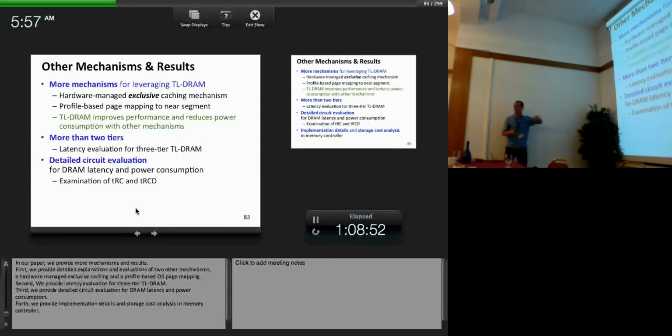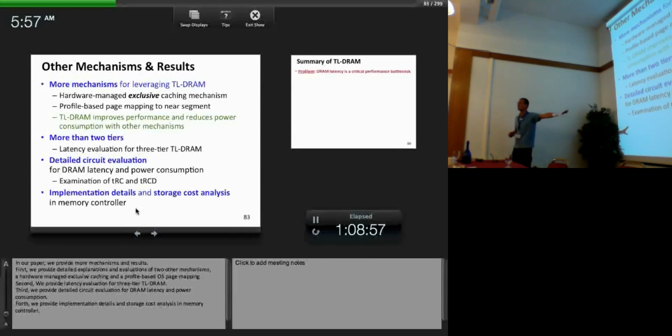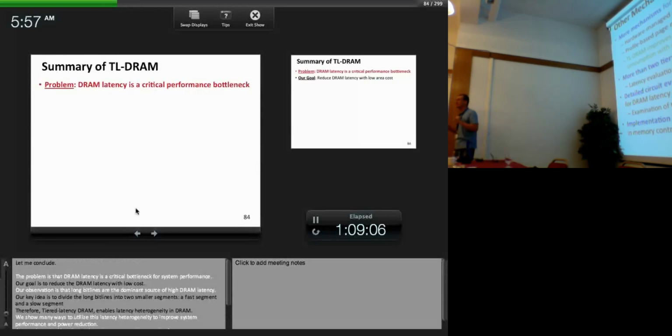Okay, there's detailed circuit evaluation if you're interested in that also. Actually, there are a lot of interesting evaluation issues in DRAM architecture if you change it. How do you do the circuit evaluation? And the memory controller, of course, needs to change as well, right? So you have to somehow manage this cache in the memory controller.